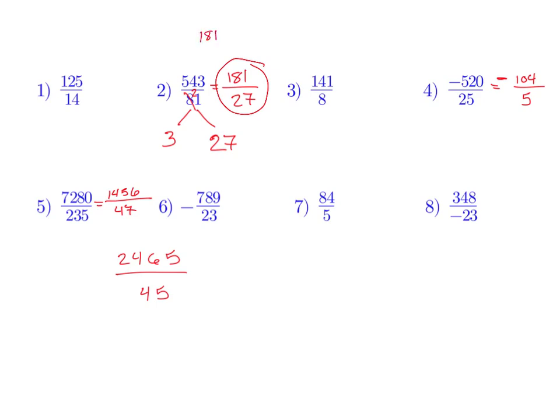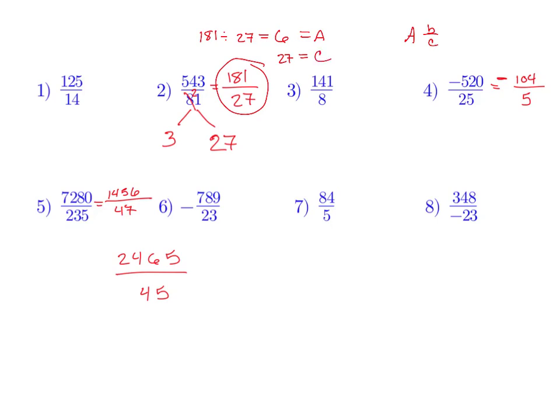I just want the whole number. 6. Okay, 6. All right, so that is the whole number. That is the A value for our mixed number. So remember, a mixed number is A and then B over C. So we know that A is equal to 6. We also know that 27 is equal to C. We just need to find our remainder.